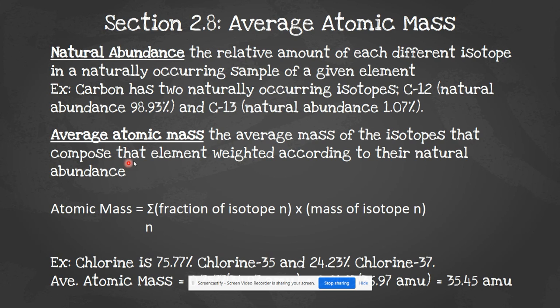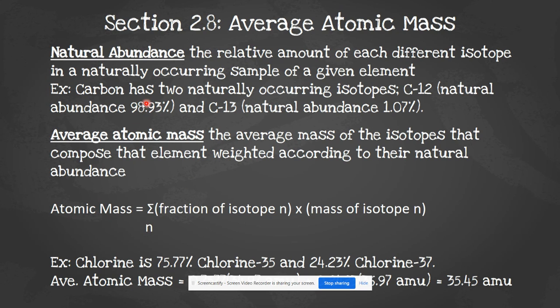Okay, so that's just the amount that is found of each isotope in nature. The average atomic mass is the average mass of the isotopes that compose an element, weighted according to their natural abundance. So we have an equation down here that we need to explain. This is the capital sigma, which means sum. So you're adding up different parts, and what we're adding is the fraction of isotope N. Okay, and the fraction is the percentage.